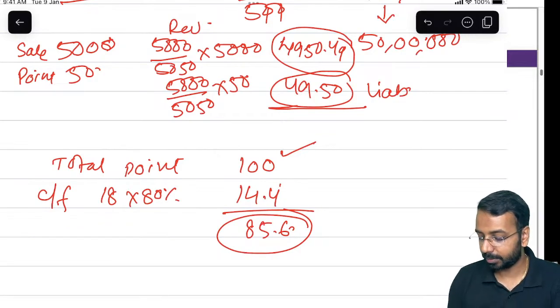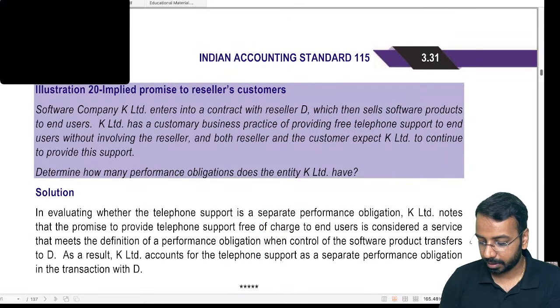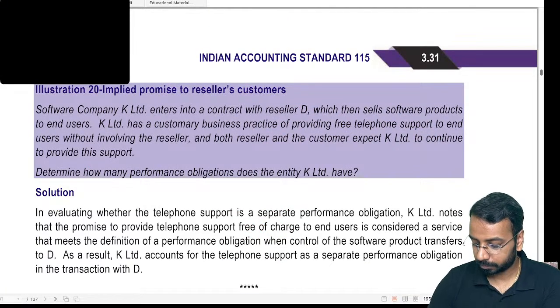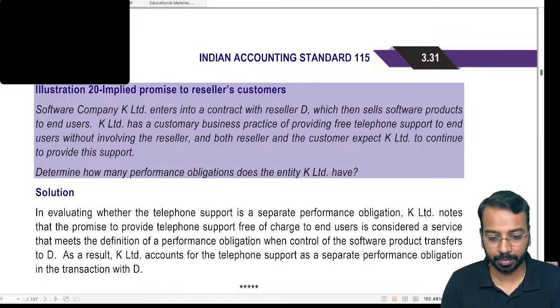Carry forward, pencil went bad. Sorry. Just give a moment. My pencil is getting recharged.